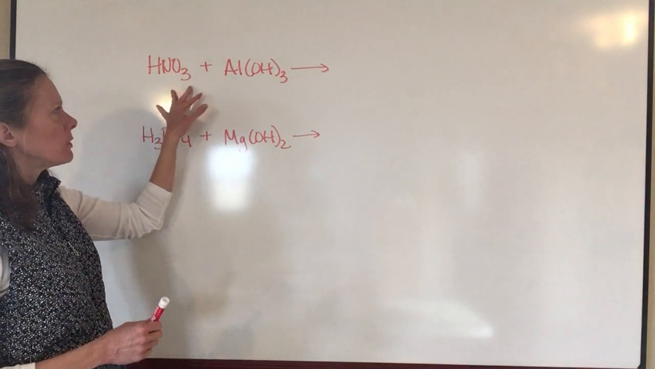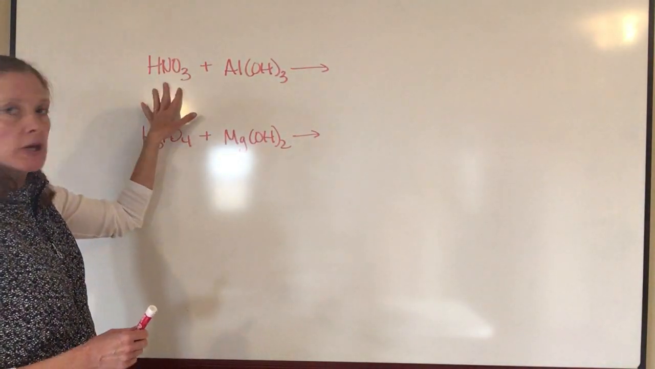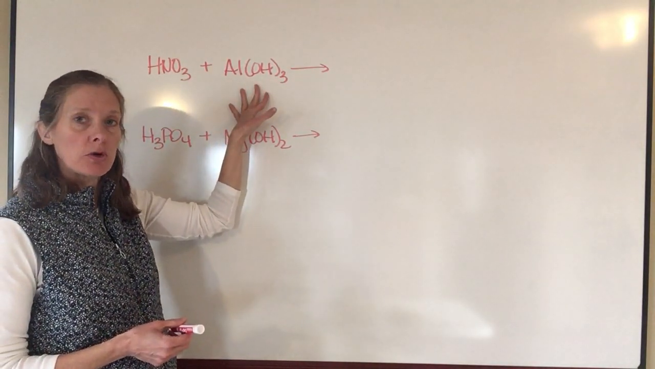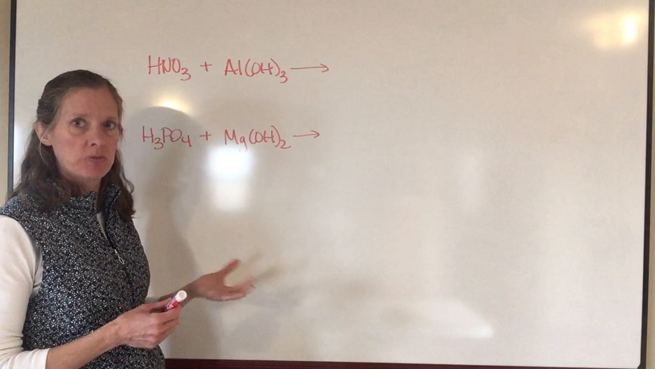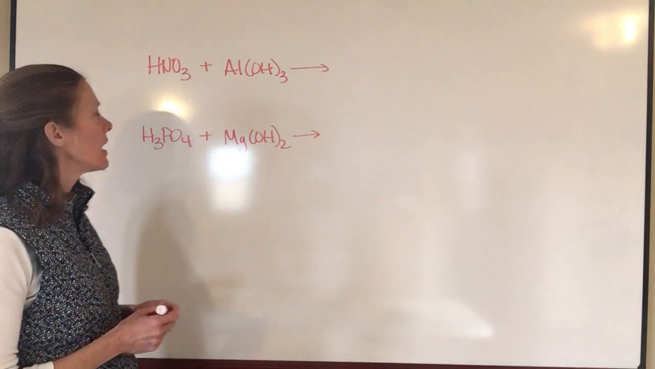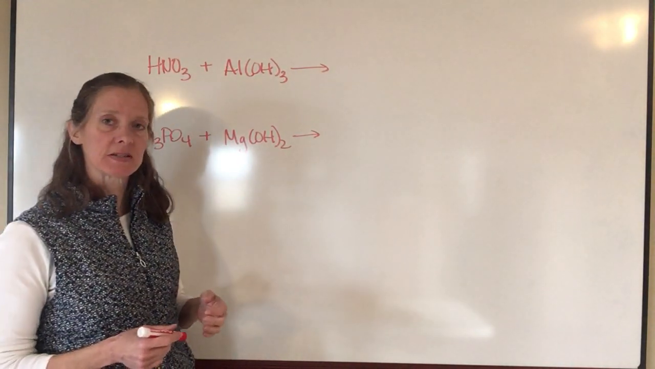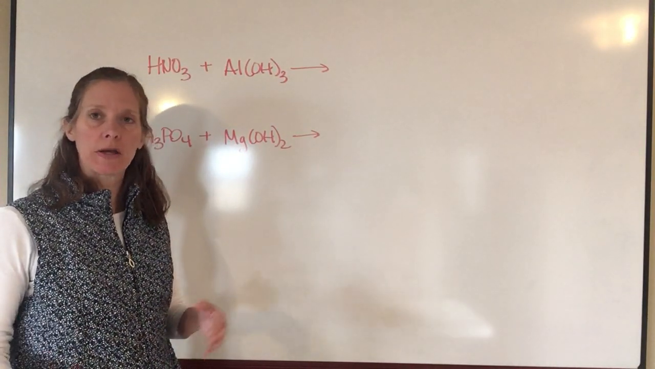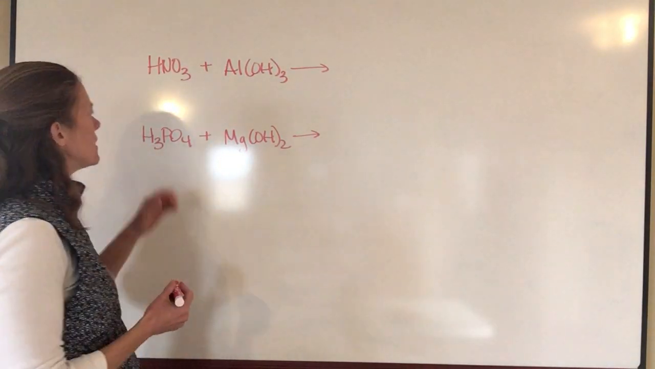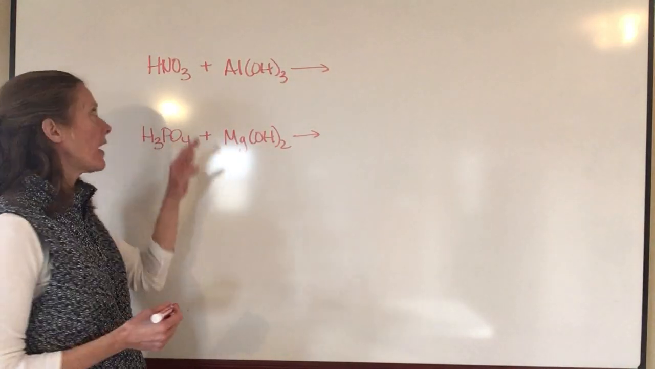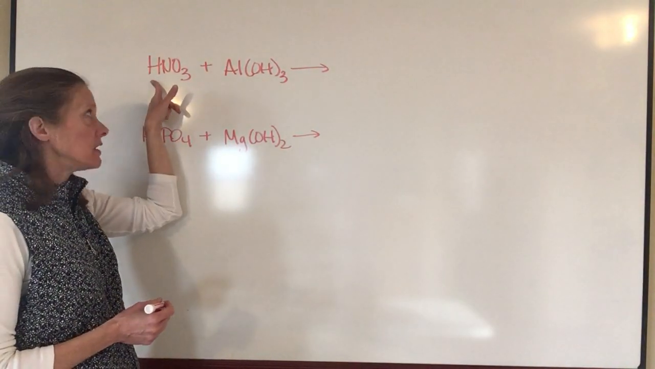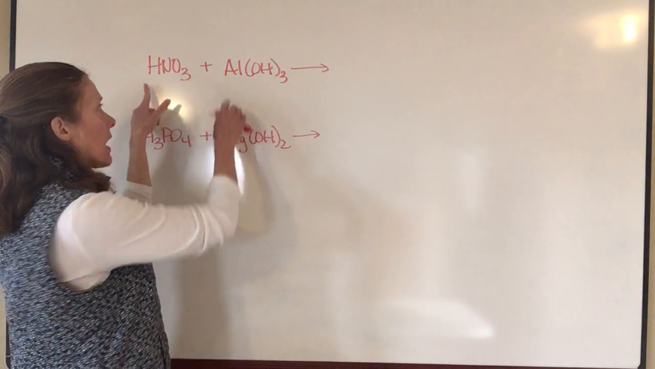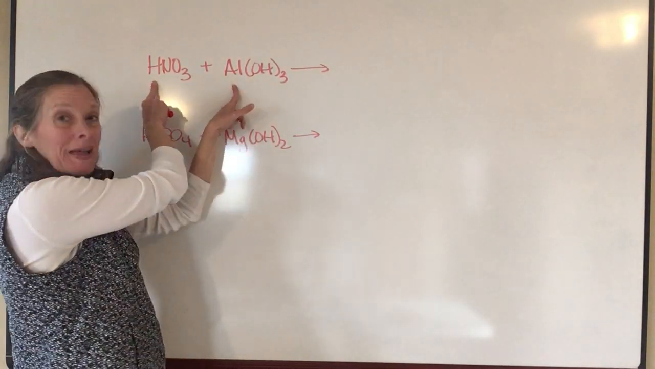The first one we're going to look at here is HNO3, which is nitric acid, plus Al(OH)3, which is aluminum hydroxide. Hopefully you still remember the names of all these different polyatomic ions and their charges, because, as I told you, it's going to be coming back all the way through the rest of the course. So what are the positive ions? Well, the hydrogen is the positive ion here, and the aluminum is the positive ion here. So these guys are just going to swap places.